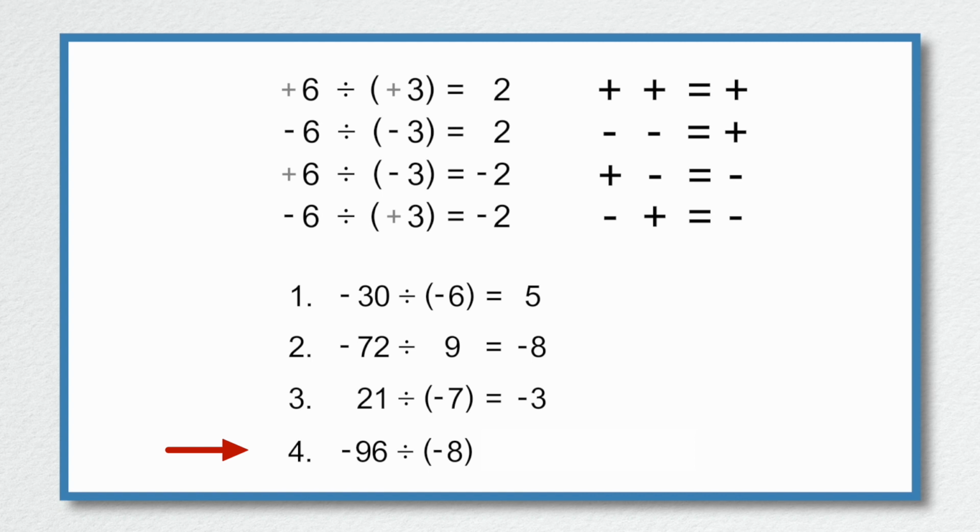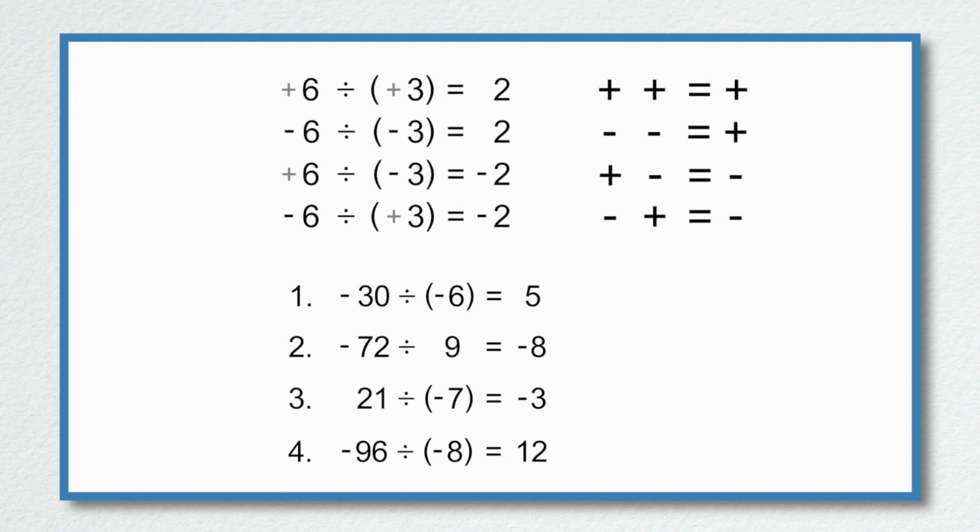And finally, negative 96 divided by negative 8. So 96 divided by 8 is equal to 12. And it's a negative divided by a negative, which is going to give us a positive. So the answer is 12.